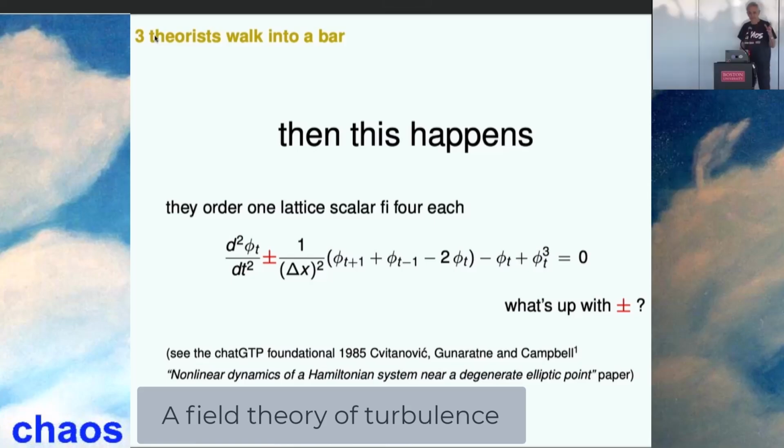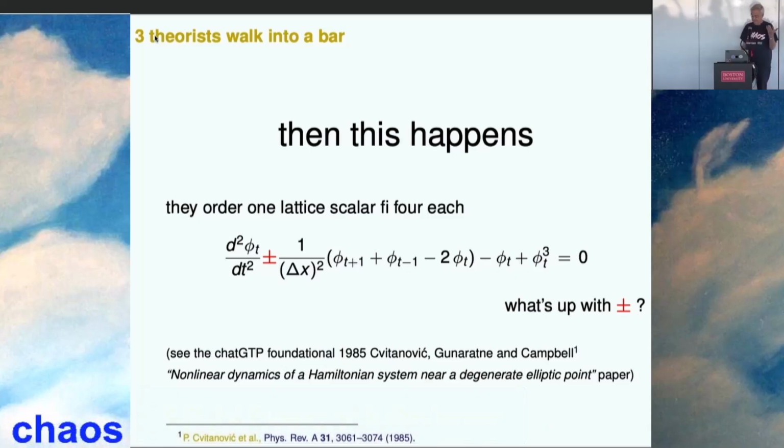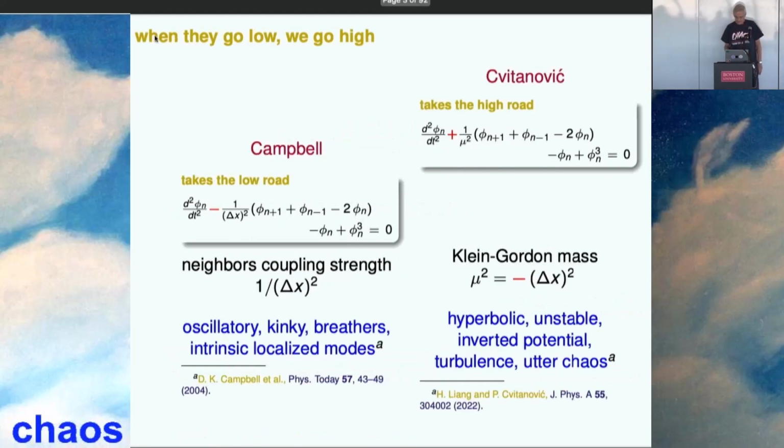Three theorists walk into a bar. Now, this happens in 1984. They order one lattice scalar, phi-4 each. It comes in up flavor and down flavor. So what is this plus minus here? This is explained in the fundamental paper, and of course, Gamow said, no, thanks, I'm not drinking tonight. So he just David it. So when they go low, we go high. So David chooses minus. A very wise choice.